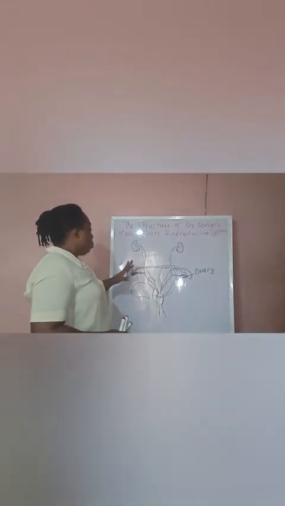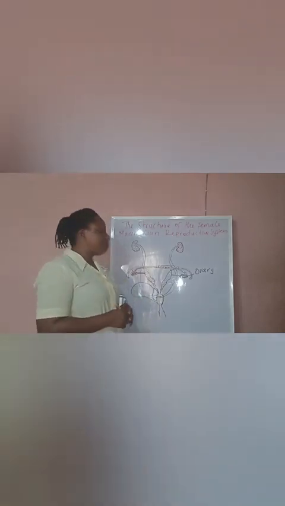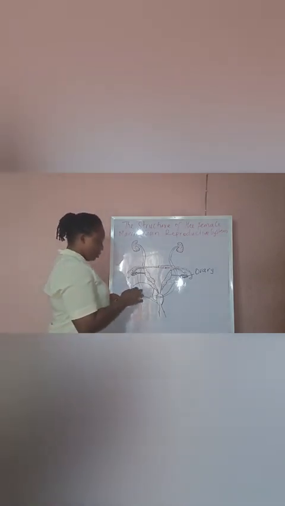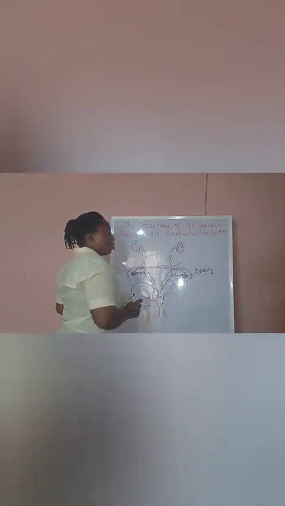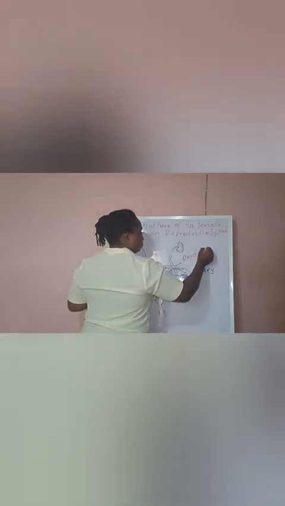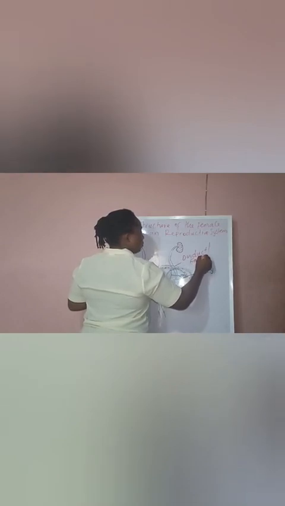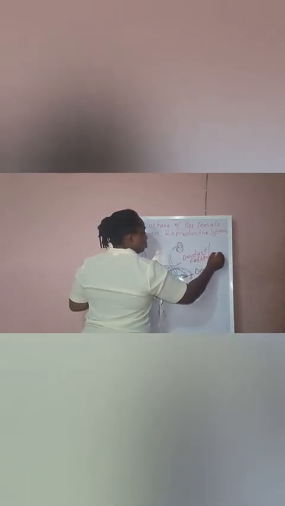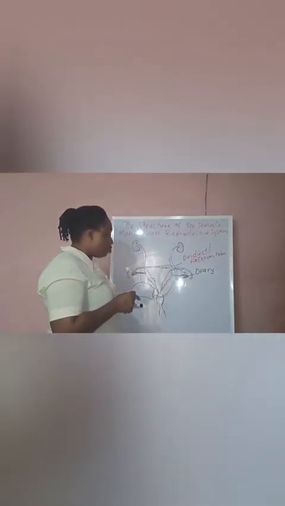So when the egg is released from the ovary, what happens to it? Then we are going to be talking about this structure here. This structure is known as the oviduct or the fallopian tube. Fallopian tube. So like the ovary, we also have two fallopian tubes.